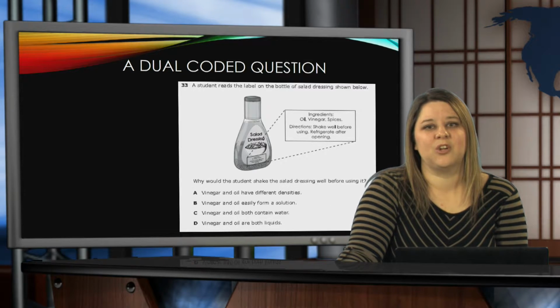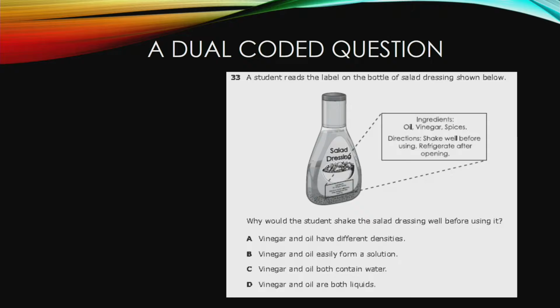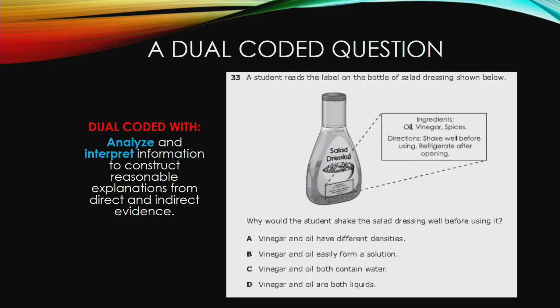So now let's take a look at a dual-coded question. Why would the student shake the salad dressing well before using it? So what makes this a dual-coded question? Well, the student must analyze and interpret information to construct reasonable explanations from direct and indirect evidence.